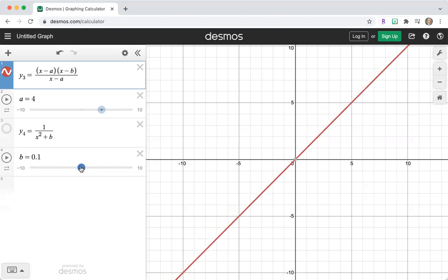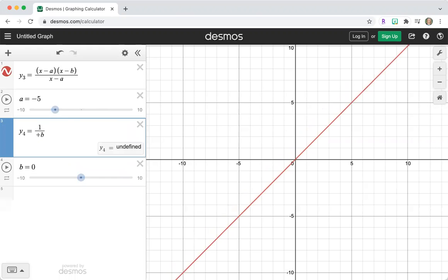And I'm going to put that back to 0 for a minute. And also if we move it down here to the negatives, I'll do -5, right? If I'm here at -5, there we go. So that's going to be where my point of discontinuity is, because we have this factor in the numerator and the factor in the denominator.